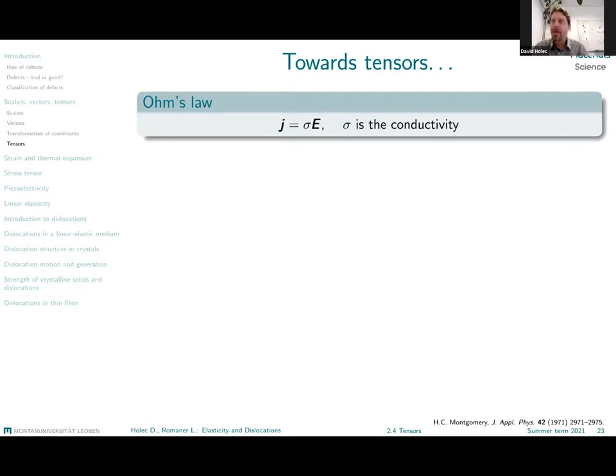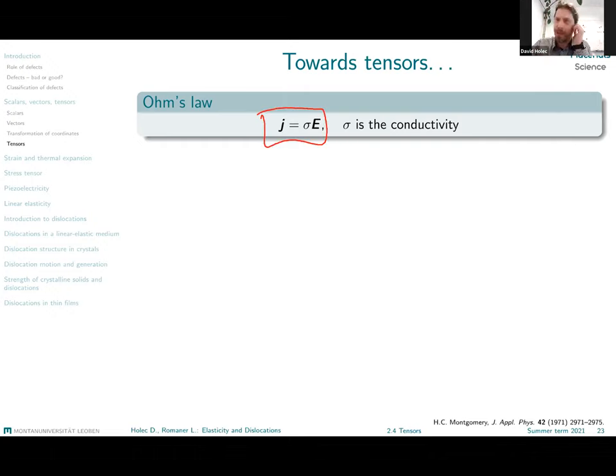So let us try to make one step further. We've spoken a lot about scalars, which are single numbers, and about vectors, which are the magnitude of the quantity plus its direction. Now let us think about potential physical laws. Here we have an example of Ohm's law, which puts together the electric field and the electric flux. And typically, we would learn it in this form.